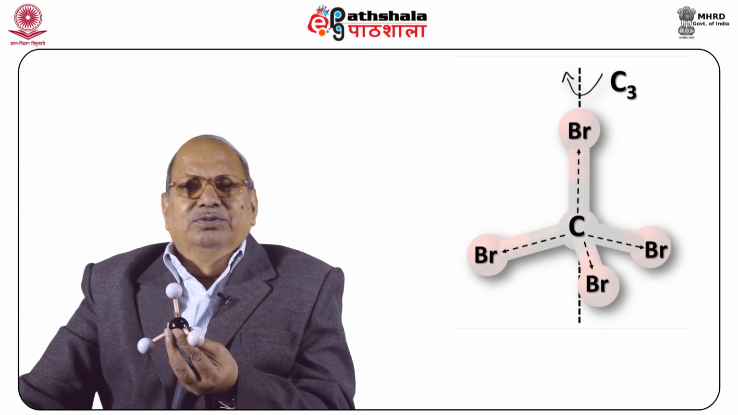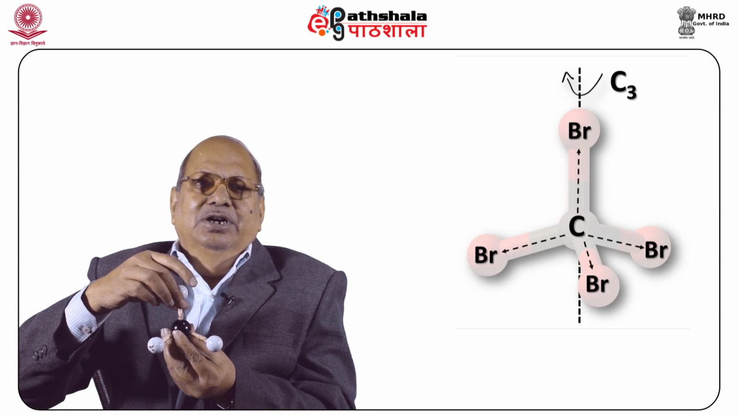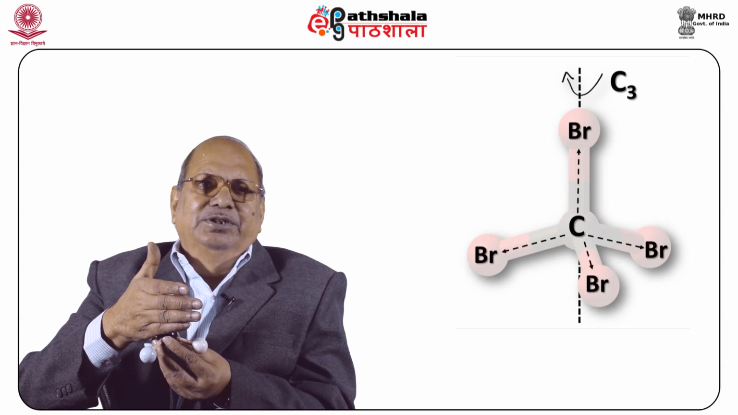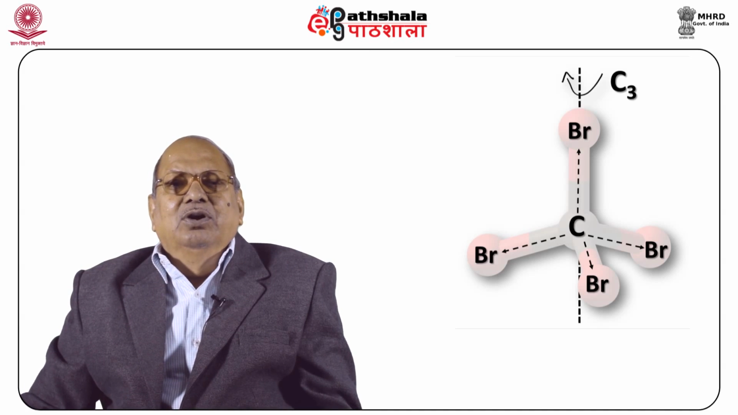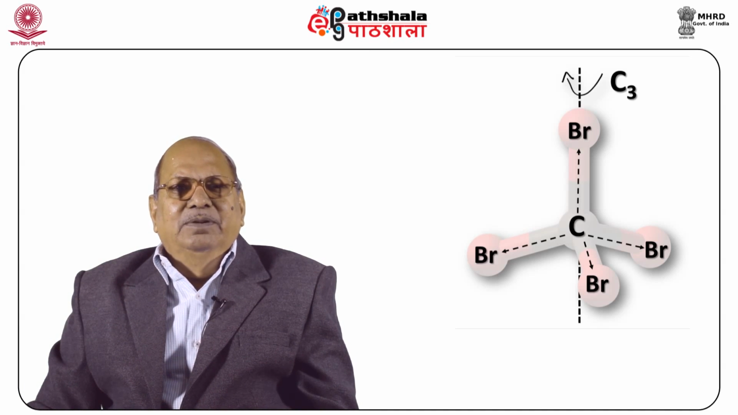So by carrying out the C3 operation, 3 bond vectors are shifted and 1 is unchanged, and by taking sigma V, 2 bond vectors are not shifted and 2 are shifted. And just by performing all the other operations, we get the result as shown in the table.